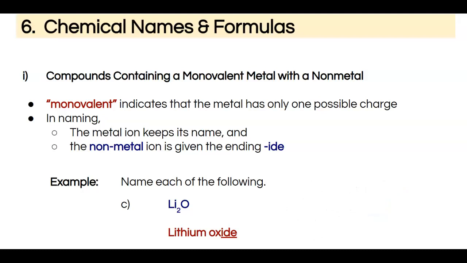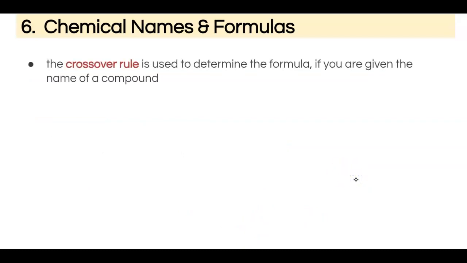Okay, let's go on to the reverse situation because, more often than not, especially in grade 11, what you're going to have to do is the opposite of that. I'm going to give you a word problem in words, and you're going to have to take the name of a compound and make it into a formula. That is a more common direction. And this we've already done. We're just going to use the crossover rule as we have before if you're given the name of a compound.